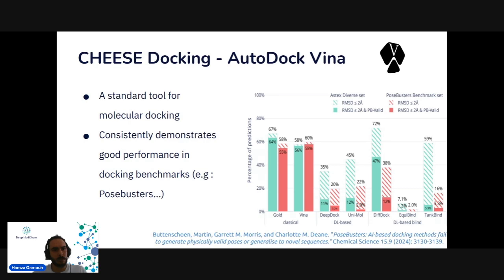Here we use AutoDock Vina, which is a standard tool for molecular docking, as everybody might know. It's a physics-based approach that consistently demonstrates good performance in popular docking benchmarks. So here you have some data from the PoseBusters benchmark, which shows the superiority of Vina over other machine learning based approaches. So it still stands the test of time. Even after many years, AutoDock Vina still performs well in molecular docking in general. So that's why we have chosen it as our docking tool in the CHEESE docking pipeline.